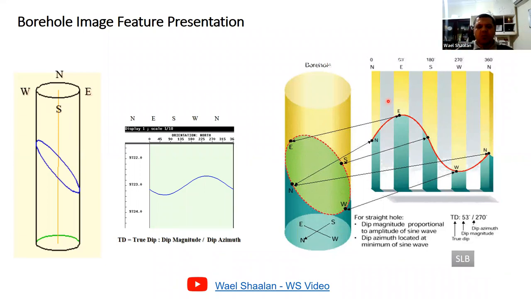So when we come back here, you will see that this one is an inclined bed with this dip amount, which is this one, and the west direction, it's referring to which direction is it? So it's two components, dip angle and dip direction. Why I spent some time on this slide? Because this slide is very important.